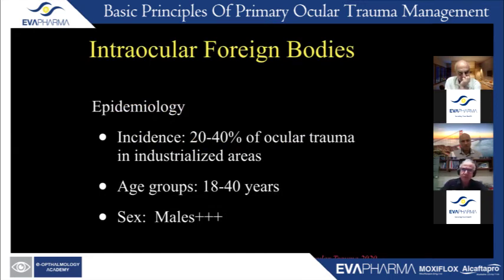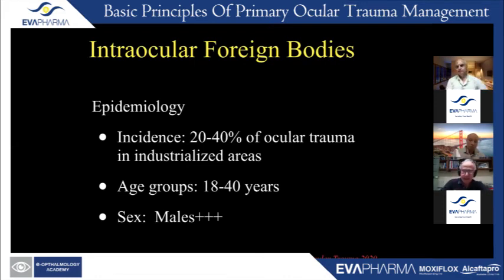Okay, so let's talk quickly about the epidemiology. It forms about 20 to 40% of patients of ocular trauma. It varies whether you're in industrial areas or not. Regarding age group, as Dr. has said, usually it's in the younger age group, the working age group, and it has such a socio-economic impact. Most of the patients are males.